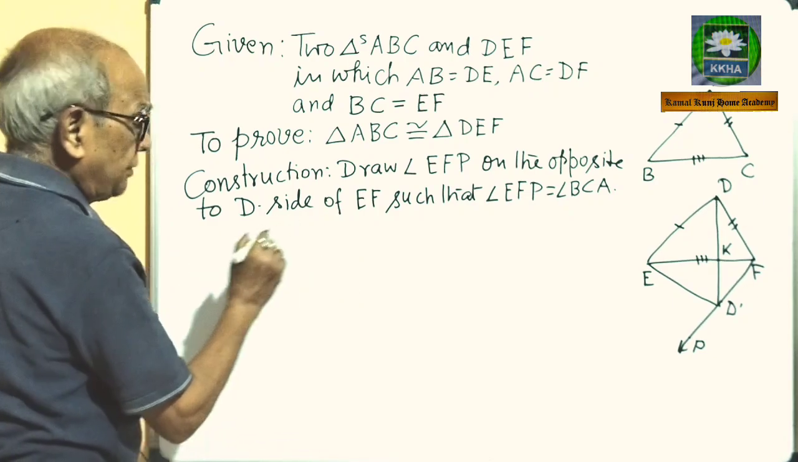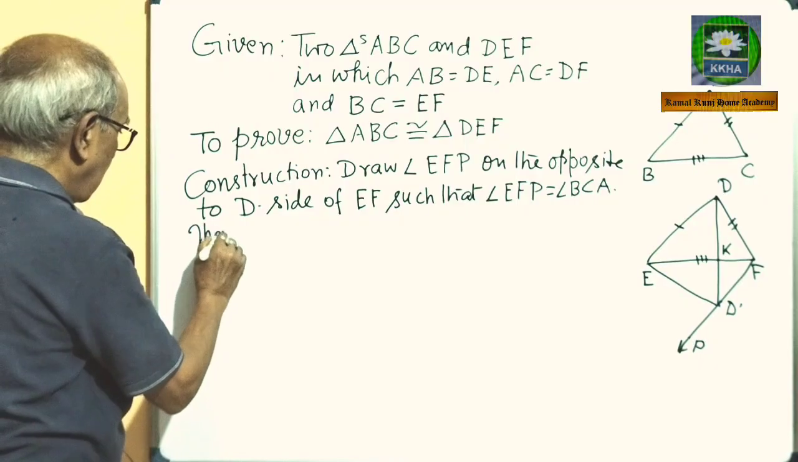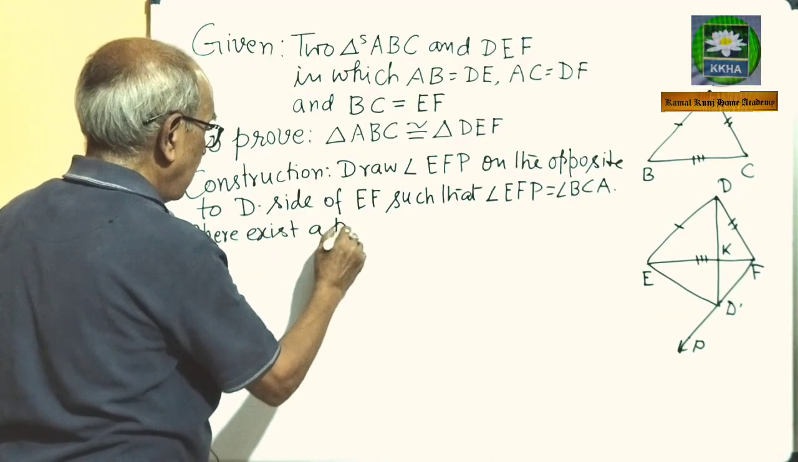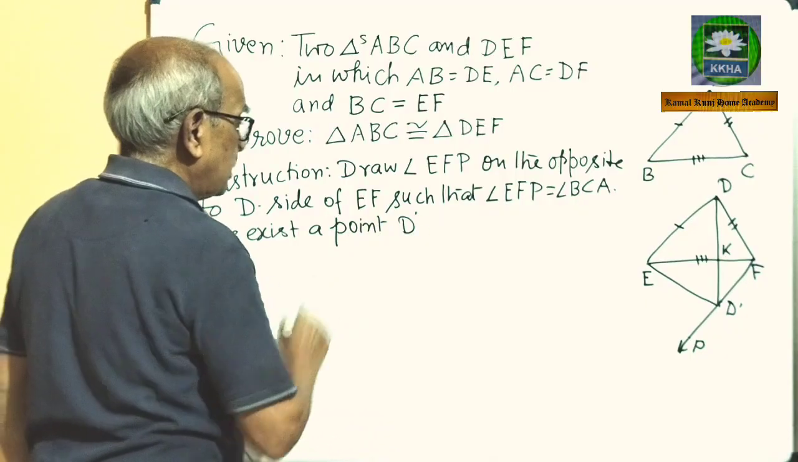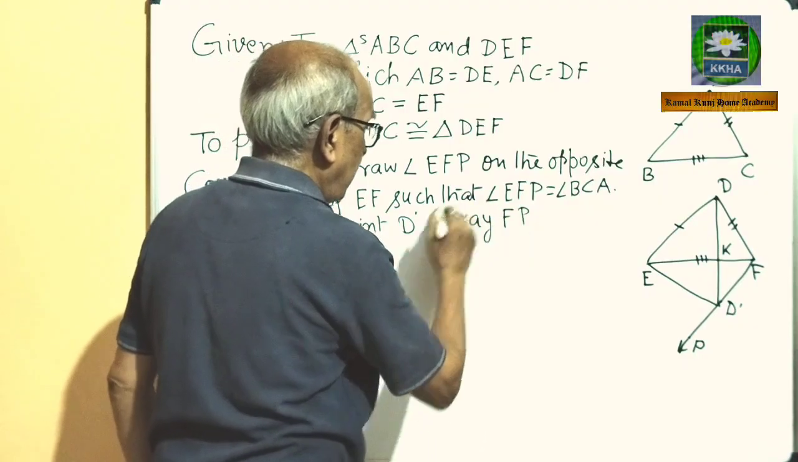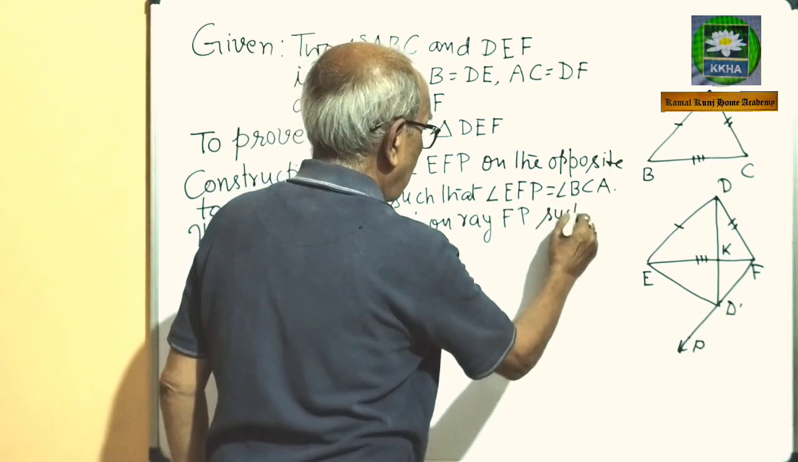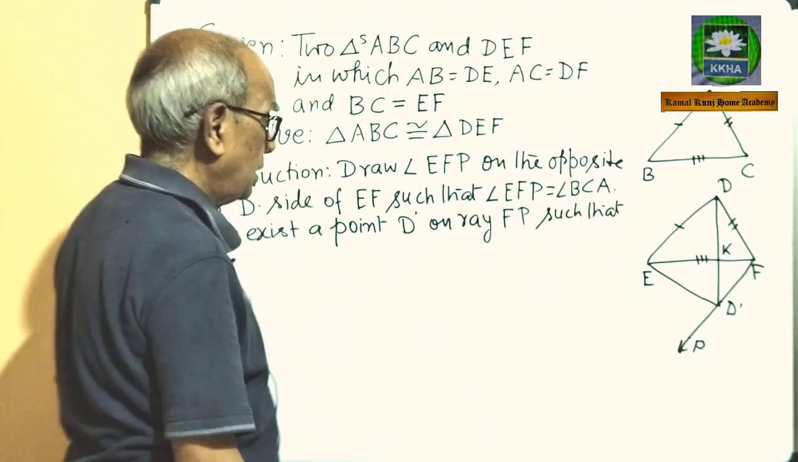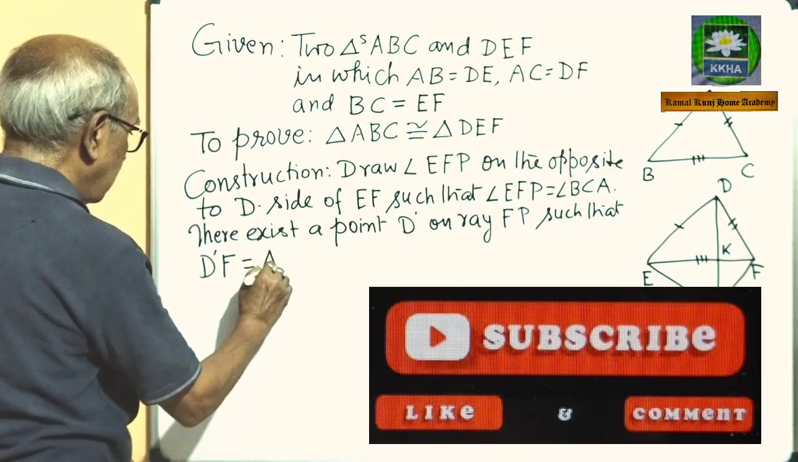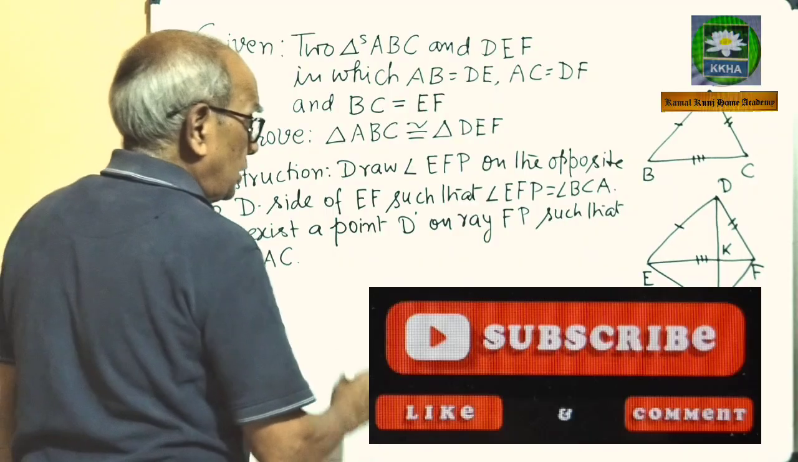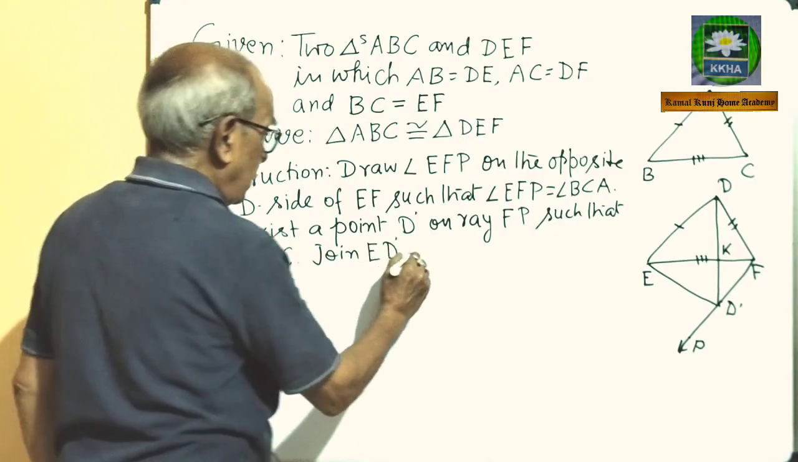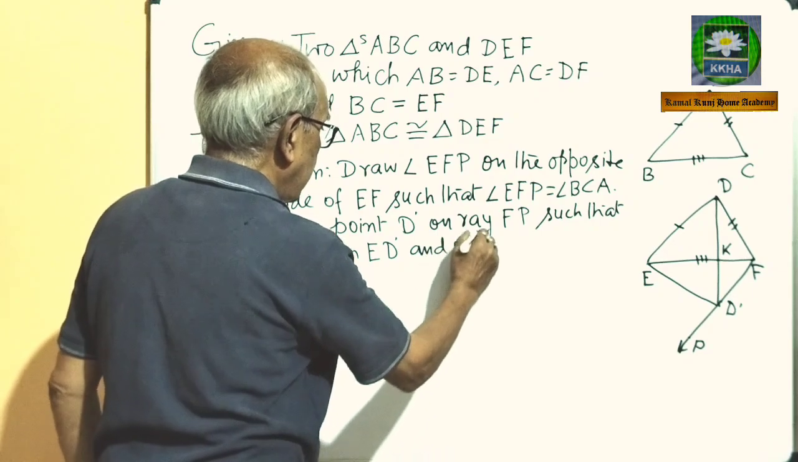There exists a point D dash on ray FP such that D dash F is equal to AC. Join ED dash and DD dash.